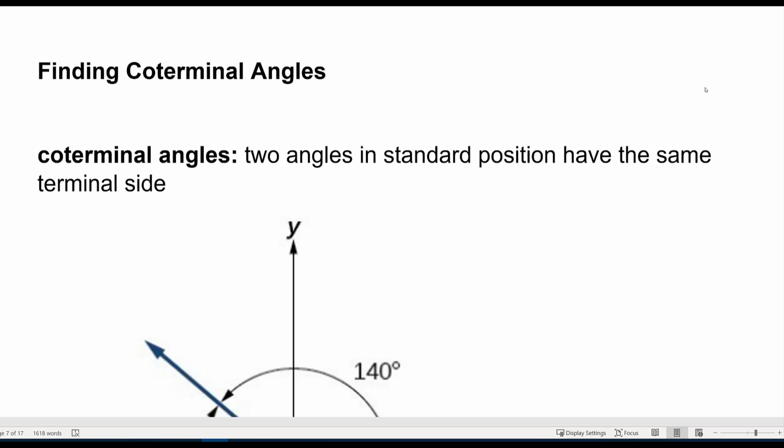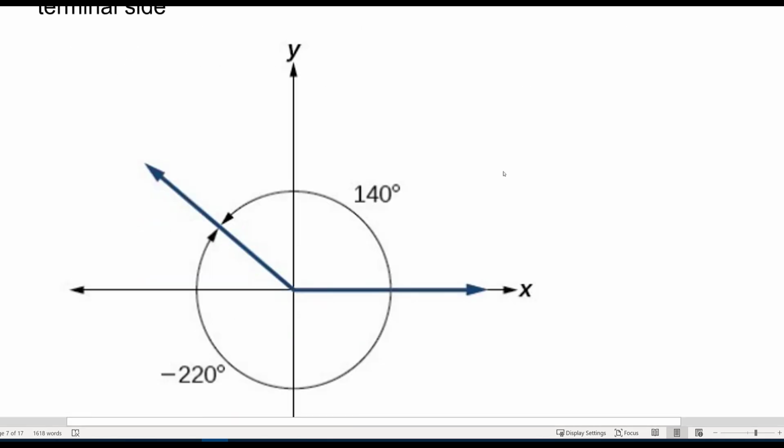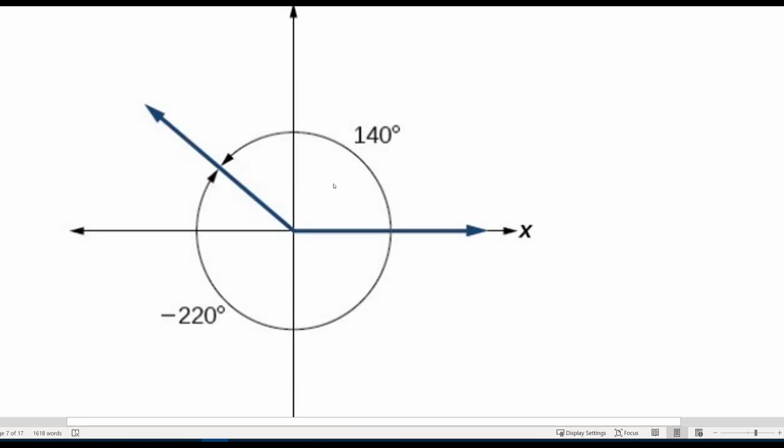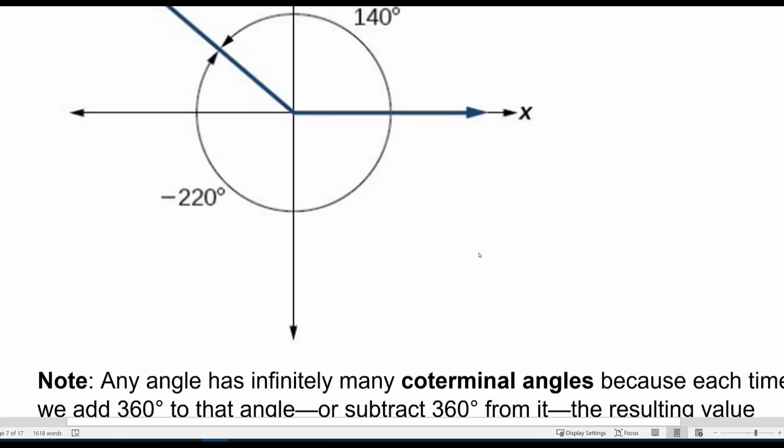Now we're going to talk about finding coterminal angles. So what is a coterminal angle? These are two angles in standard position that have the same terminal side. So, for example, in the positive direction from standard position, that's 140 degrees, and in the negative direction is 220 degrees. These are coterminal. They have the same terminal side.